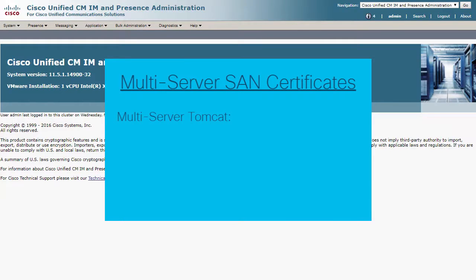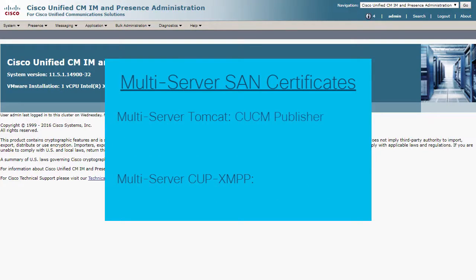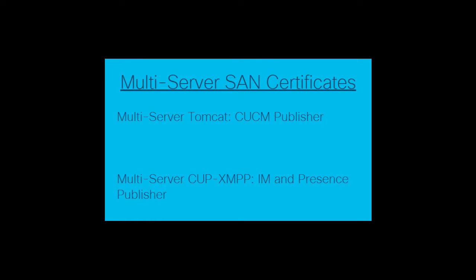Multi-server Tomcat. This multi-server SAN certificate originates from the Communications Manager Publisher node and has all Communications Manager and all IM and Presence servers listed as SAN certificates. Multi-server CUP XMPP. These multi-server SAN certificates only include the Presence subcluster nodes for the CUP XMPP service. In other words, Tomcat multi-server certificates should only be created from the Communications Manager Publisher, and CUP XMPP multi-server certificates can only be created from the Presence Publisher.